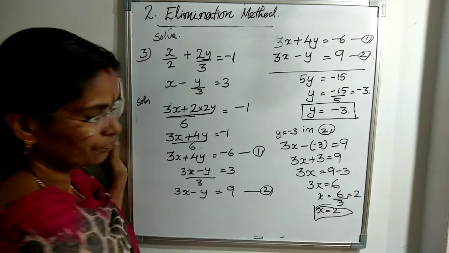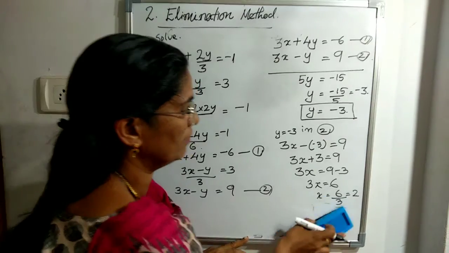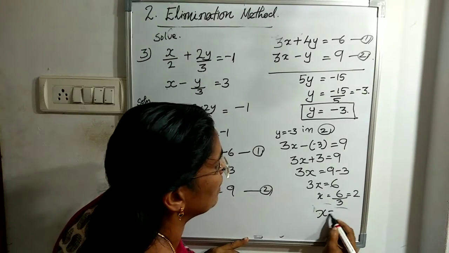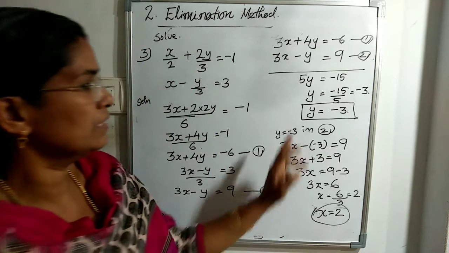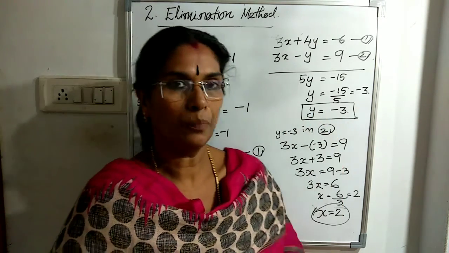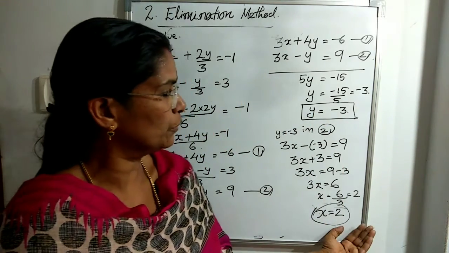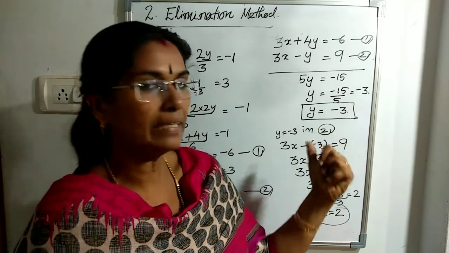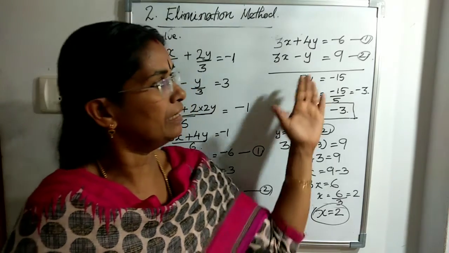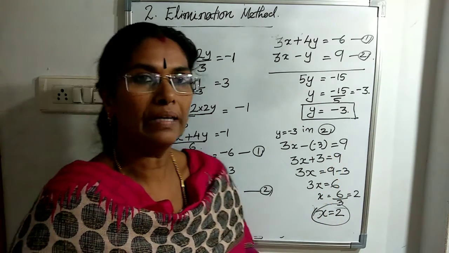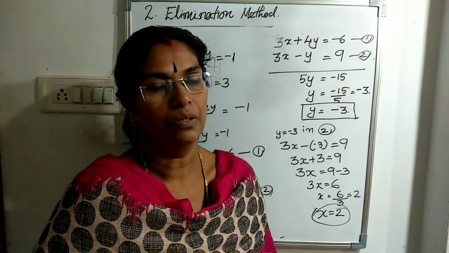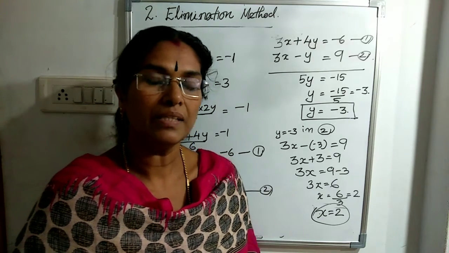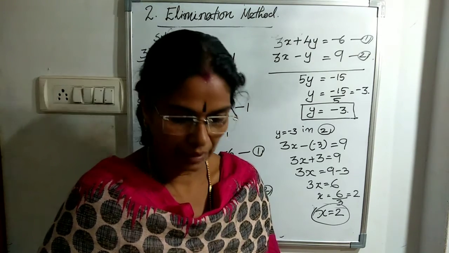Okay, very easy now. This equation is now very easy. First we solved y is equal to minus 3. Now we got x equal to 2. If you get one variable's value and substitute it in any one equation, you can take any one equation and solve, and you will get the other variable's value. Okay, x and y. Now you can check whether your answer is correct or not.